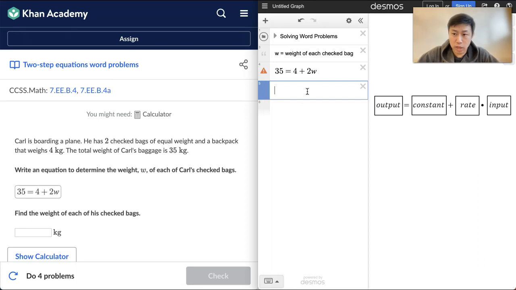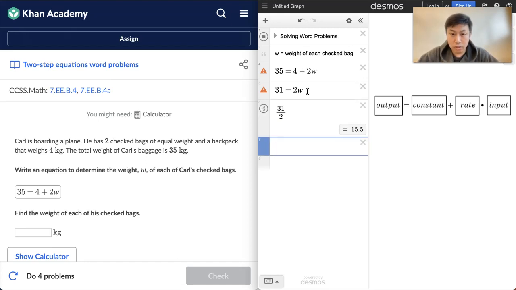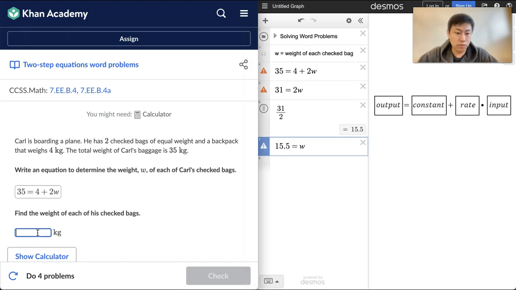Okay, so again, this goes fast. Pause the video as you need. Subtract 4 on both sides. You get 31 equals 2w. Divide both sides by 2. Let's let the calculator do the work for us. 15.5. We do get a decimal, okay? So 15.5 equals w. We can say each of the checked bags weighs 15.5 kilograms. All right, there you go.